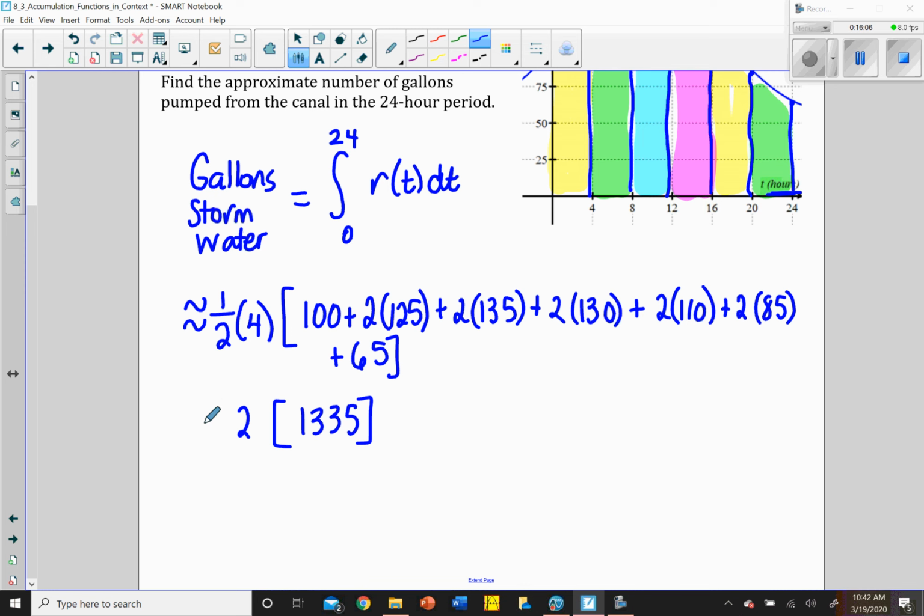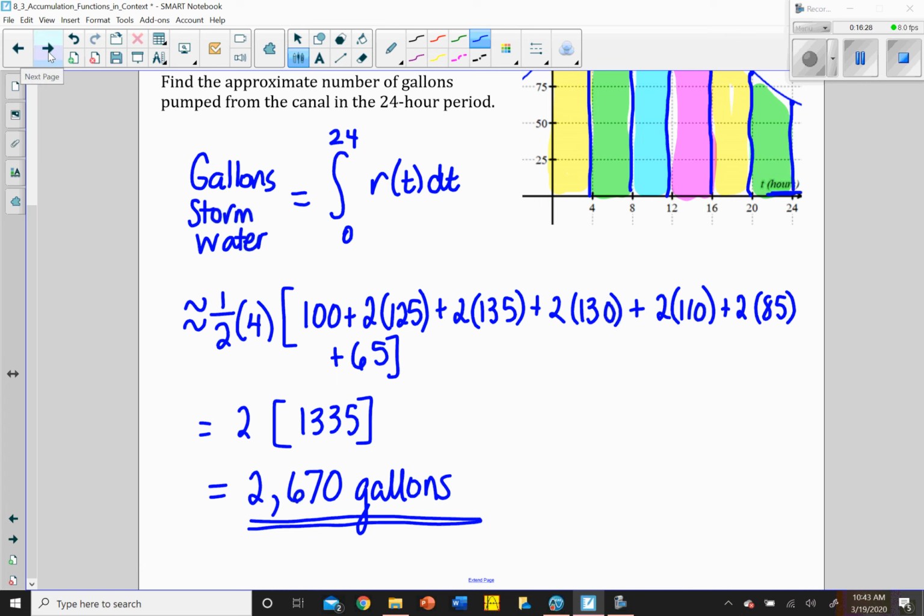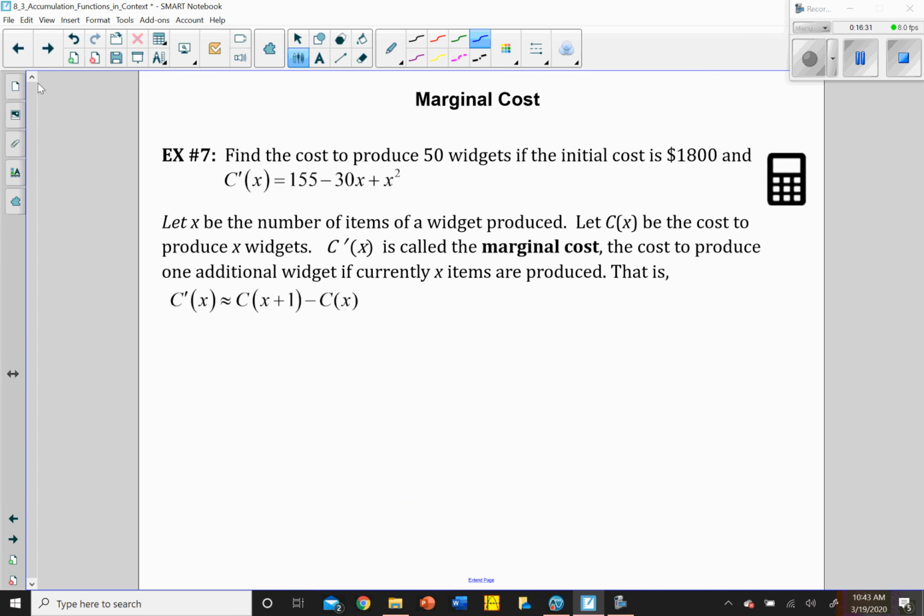Check me on the calculator, make sure I'm not doing anything too crazy. 2,670 gallons of storm water that they pumped out of this retention pond or overflowing canal. It was an overflowing canal. Okay, so we can accumulate with a table, and then we can accumulate with some functions.